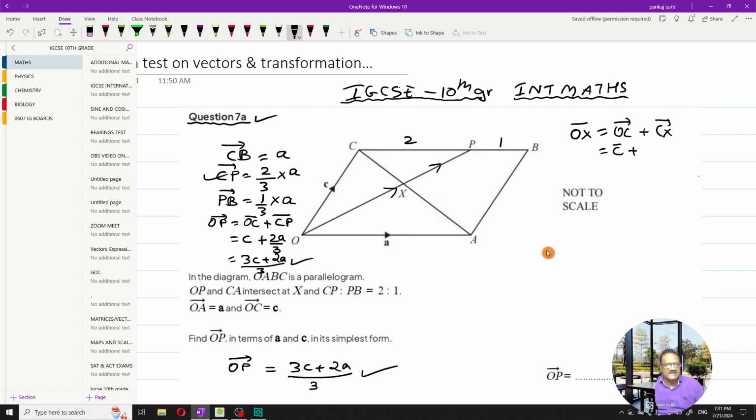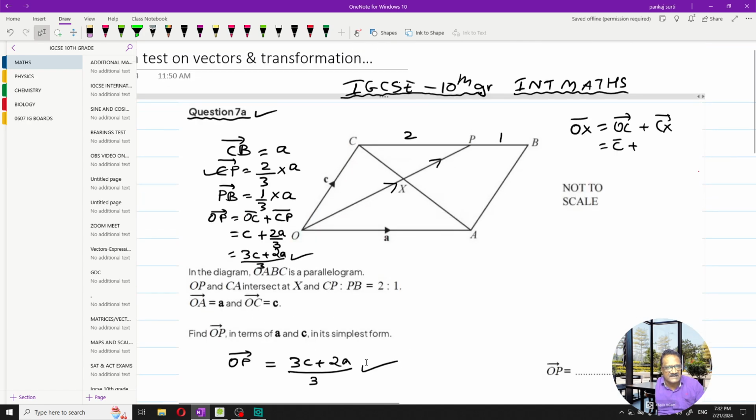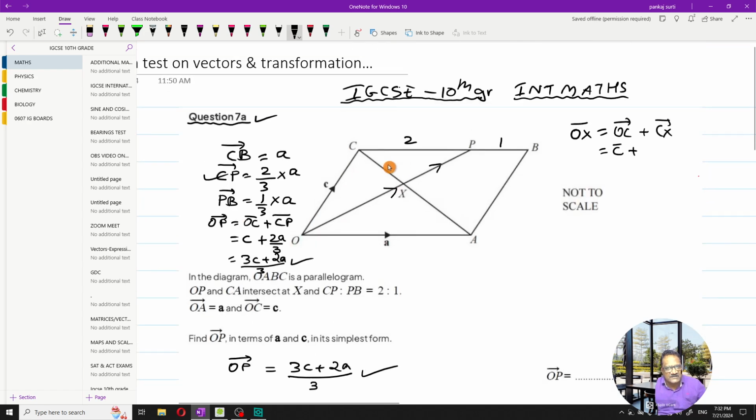Okay, now what can be done about CX? If you want to find out CX, any clue? Yes, you can get it from here. CX is to XA is equal to 2 is to 3. This relationship is given. So let me write here: CX is to XA is 2 is to 3.